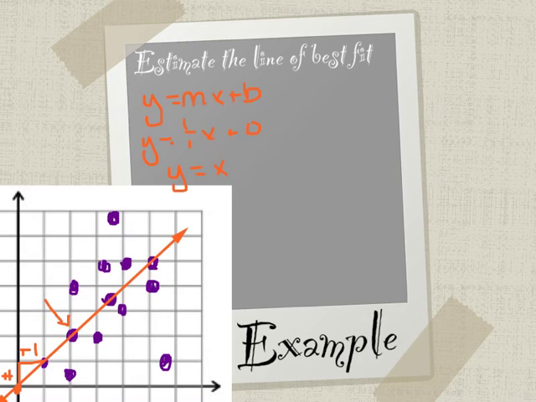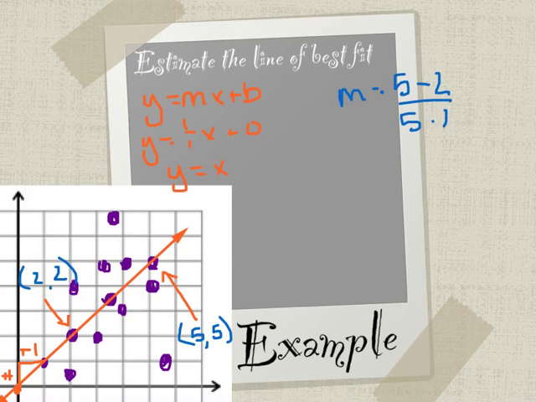We clearly have this point here and this point here that we could have used. Our first point is 2, 2. Our second point is 1, 2, 3, 4, 5, 1, 2, 3, 4, 5. Now we could calculate our slope from that. M equals 5 minus 2 over 5 minus 2, which is 3 over 3.